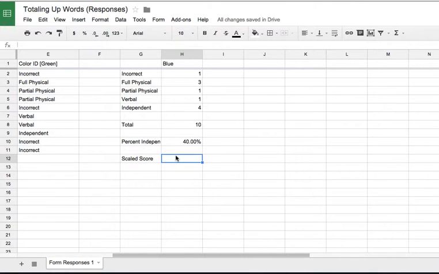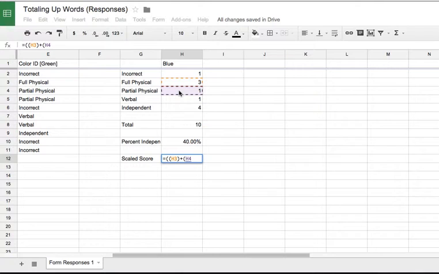I'm going to come in here and write out a big formula. I'm going to type equals, parentheses, another parentheses, you'll see why in a second. I'm going to completely ignore the incorrects because they don't get any points. I'm going to do the physicals. I don't need to multiply it by anything because that's just going to be 1 point. And then close the parentheses, plus sign, start parentheses again.